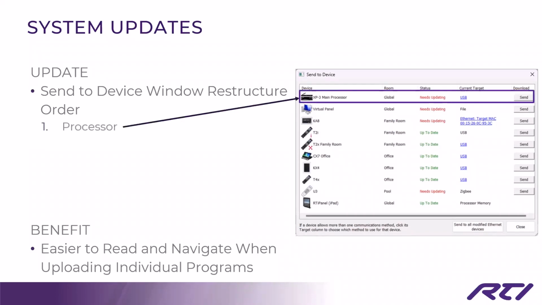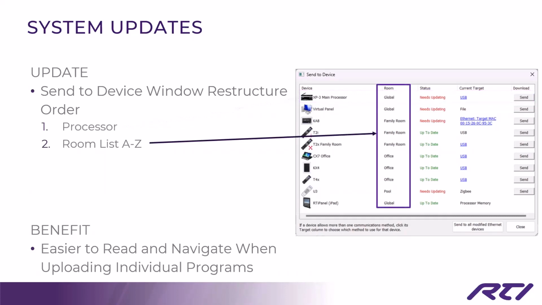So the order itself is that the processor is always going to be at the top, okay, first and foremost. Second, the room list will be next in order. So you can see on the right-hand side that the first rooms in there are global, then the room, family rooms, then office, etc.